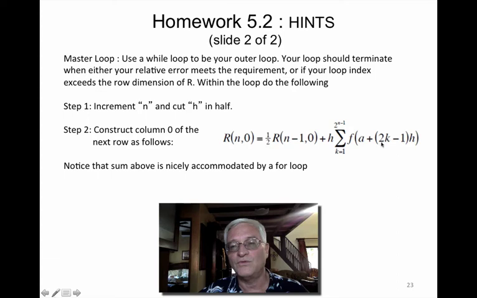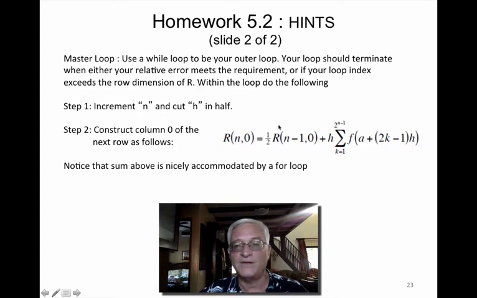Let's see what the value is. I put in k equal to 1. 2 times k is 2, 2 minus 1 is 1, which means I am moving up a value of h from a. Remember, we already cut h in half, so h is at the halfway point between a and b. We evaluate that function, which has not been evaluated yet, multiply it by this new value of h, and add it to 1/2 of what I had in R00, and that becomes R10. No problem. Now what the book wants you to do is just keep doing this down column 0.